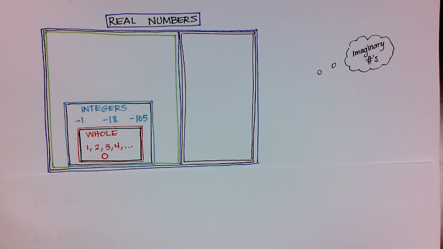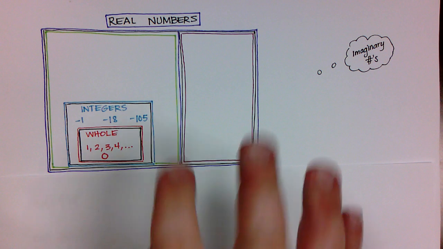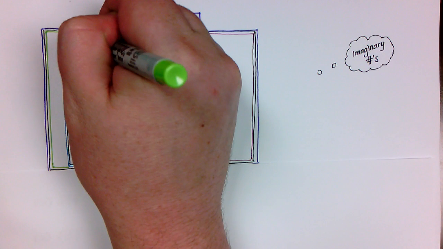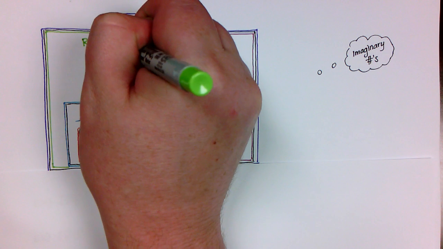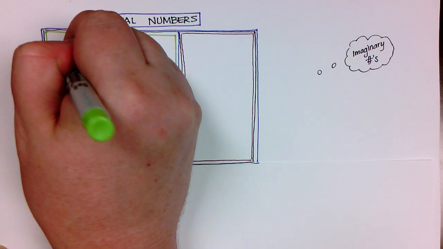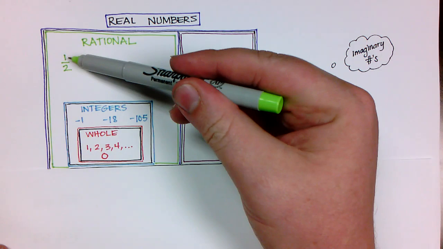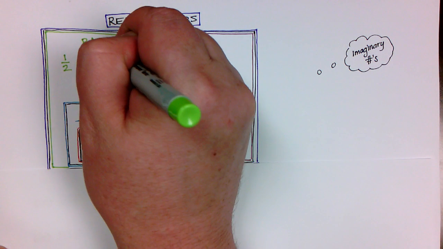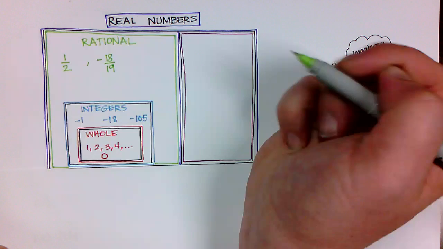After that, we have two divisions. On this side, we're going to start with the rational numbers. So let's write that at the top, rational. Okay, and rational numbers are numbers that can be written as the quotient of two integers. So quotient means division, right? An example for this could be 1/2. So it is an integer divided by another integer. Okay, it could also be negative 18 over 19, that fraction.